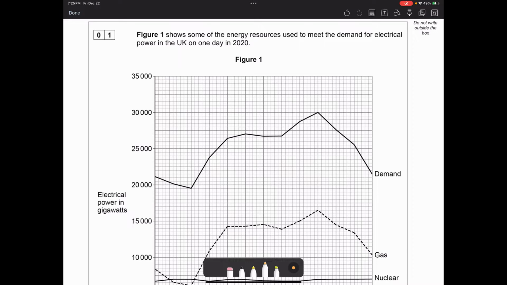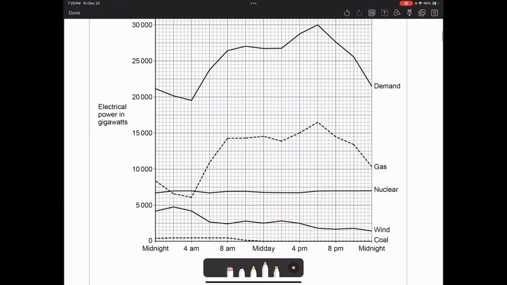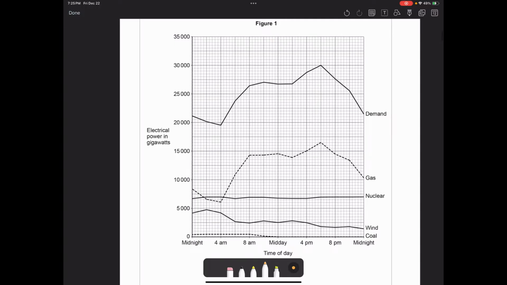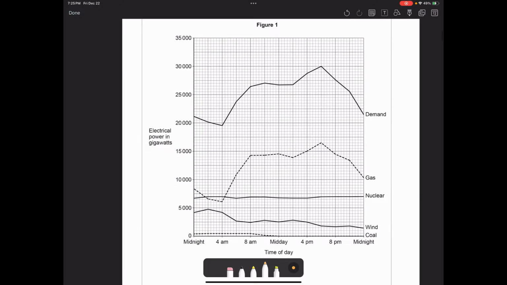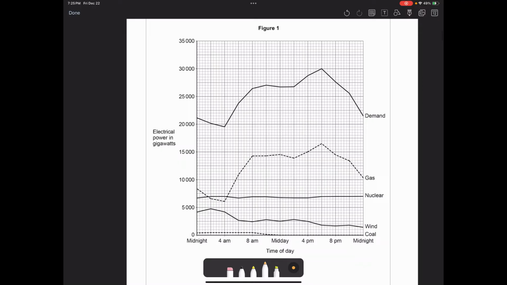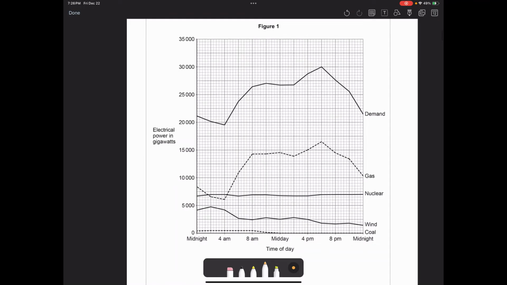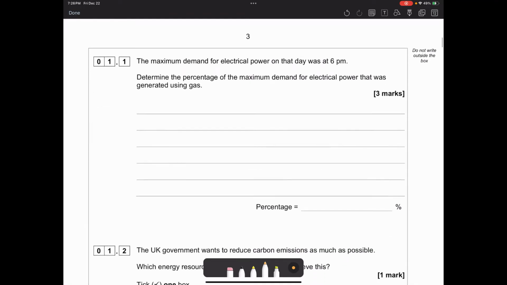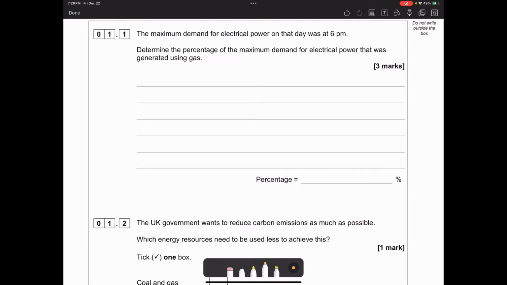Figure 1 shows some of the energy resources used to meet the demand for electrical power in the UK on one day in 2020. So you've got this graph here, you've got the demand for electricity in the UK, and you've got the sources of energy used to meet that demand. So gas, nuclear, wind, coal. Question number 1, the maximum demand for electrical power on that day was 6 p.m. Determine the percentage of the maximum demand for electrical power that was generated using gas.